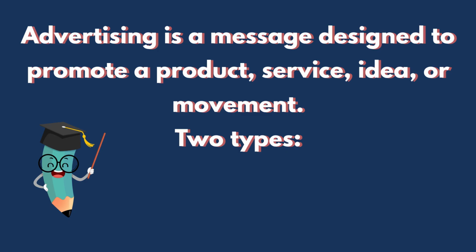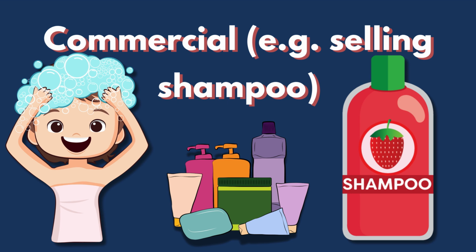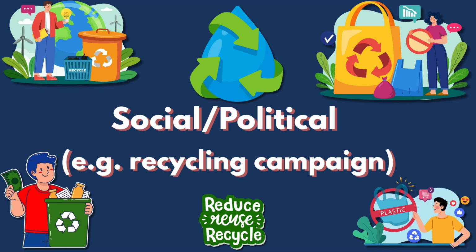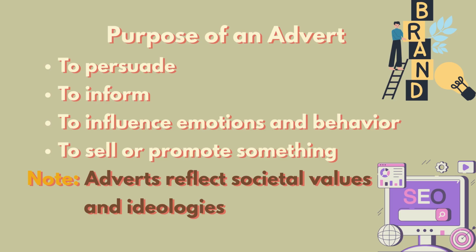What is advertising? Advertising is a message crafted to promote a product, service, idea, or movement. Its main purpose is to influence public perception or behavior. There are two main types of adverts. First, commercial adverts. These are designed to sell a product or a service. Second, social or political adverts. These promote awareness, behavior change, or public values.